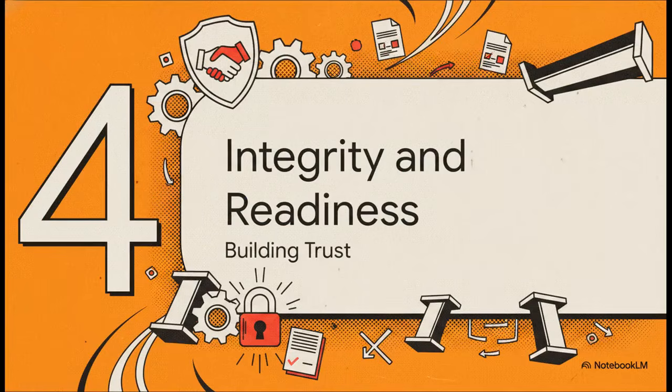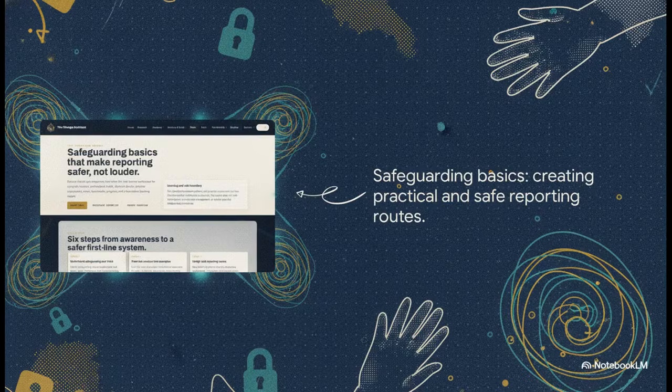Section 4, organizational integrity and readiness, building trust. Now, backing up those field operations are the heavy-hitting compliance structures that actually keep an NGO running safely. A prime example is their approach to safeguarding and PSEA. That's protection from sexual exploitation and abuse. This course doesn't just hand you some generic, dusty code of conduct. As the source material highlights, it turns that code into practical, survivor-centered first responses. It's focused on designing safe reporting routes that are accessible and confidential. The goal is making reporting safer, not necessarily louder.